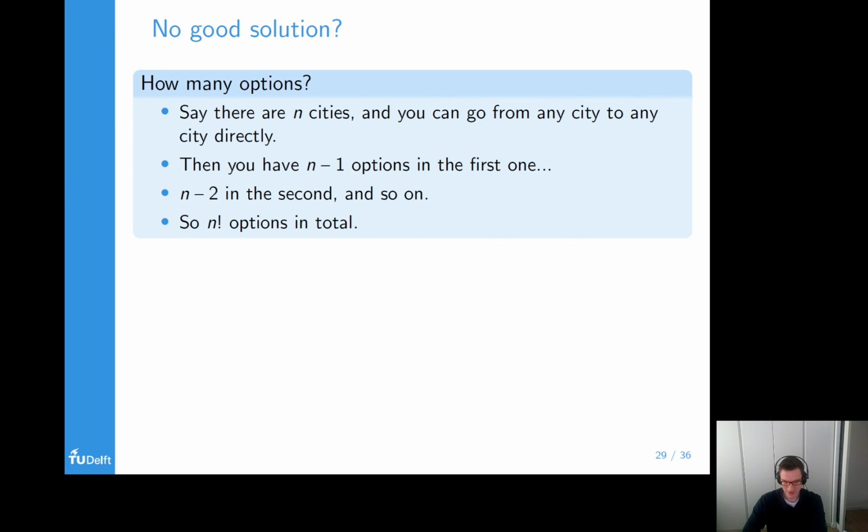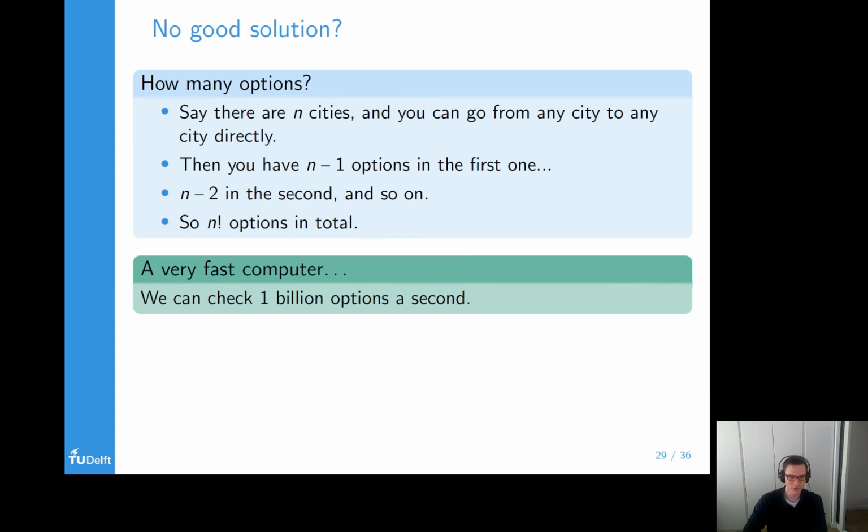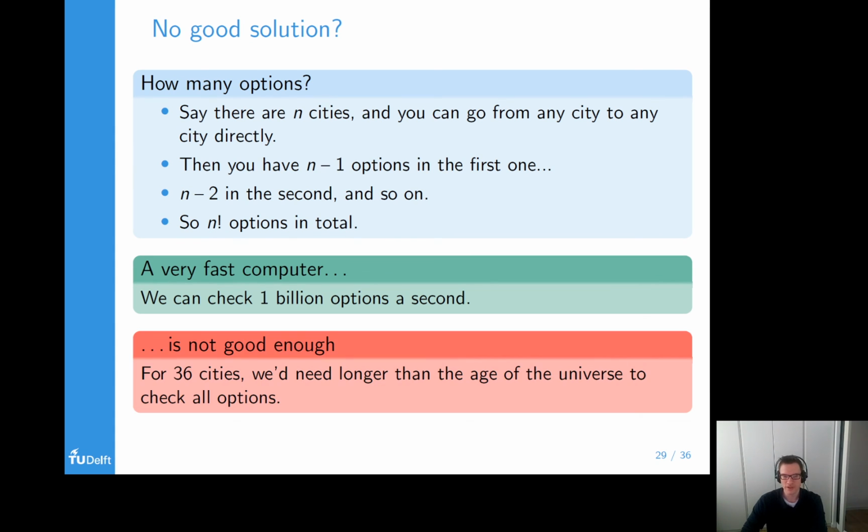Now, even with an incredibly fast computer, something that could check 1 billion options a second, just for 36 cities, it would take longer than the age of the universe to check all the options. So clearly, although trying all the options technically works, and it means that this problem is definitely decidable, in our context, it doesn't mean that it's a strategy that is feasible for us to use. And that's what complexity theory is all about.